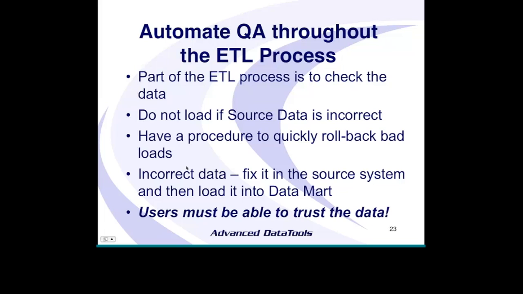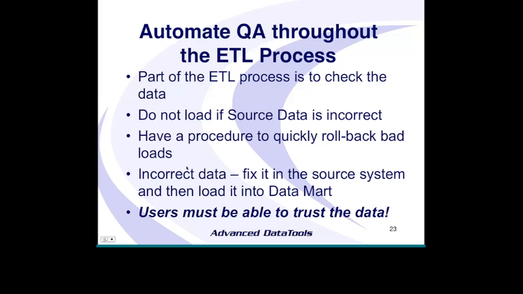Now, what do you do if you have incorrect data? You want to be very careful here. You don't want to fix it in the Data Mart. You want to fix it in the source system. If a record comes along with an invalid program code, you want to load that record with the invalid program code, but mark it as an invalid program code. Go back to the source system, fix it there, and then the next night, that record should come along as a new transaction and gets loaded into your data warehouse.